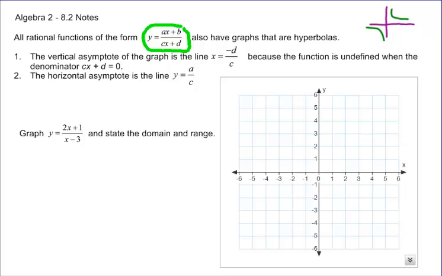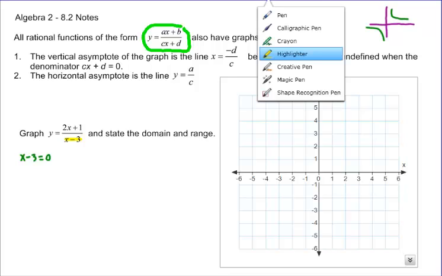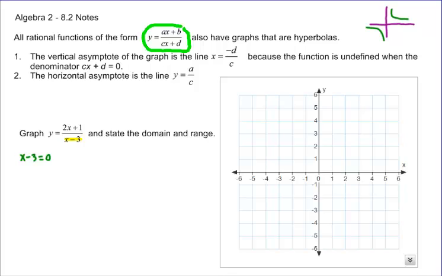So the vertical asymptote of the graph is the line x equals the opposite of d over c. Okay? Because what we're saying is x minus 3, when that equals 0, we're undefined. Why? Because in the denominator, the thing that you cannot have in the denominator is the number 0. Okay, it's undefined when you have a 0 down there. So if you set the denominator equal to 0, then you can figure out your vertical asymptote. And in this case, our vertical asymptote is at 3. So I can go ahead and draw that guy in, drawing my vertical asymptote.